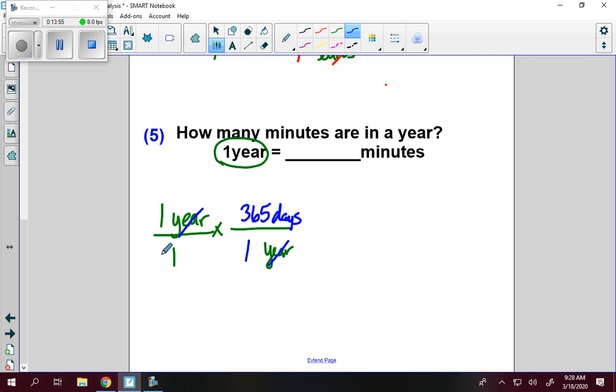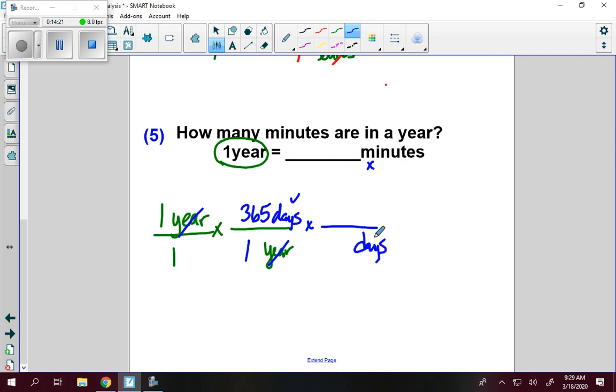That's the go-to with the days. Now, if you're a banker, you're probably like, oh no, there's 360 days in a year. Or if there's a leap year, you're probably like, oh no, there's 366 days in a year. But we're just going to use the conversion 365 days are in 1 year. Now my years cancel and I'm left with days. So if I were to finish my problem, I would be in days. But I have a problem because days are not minutes.